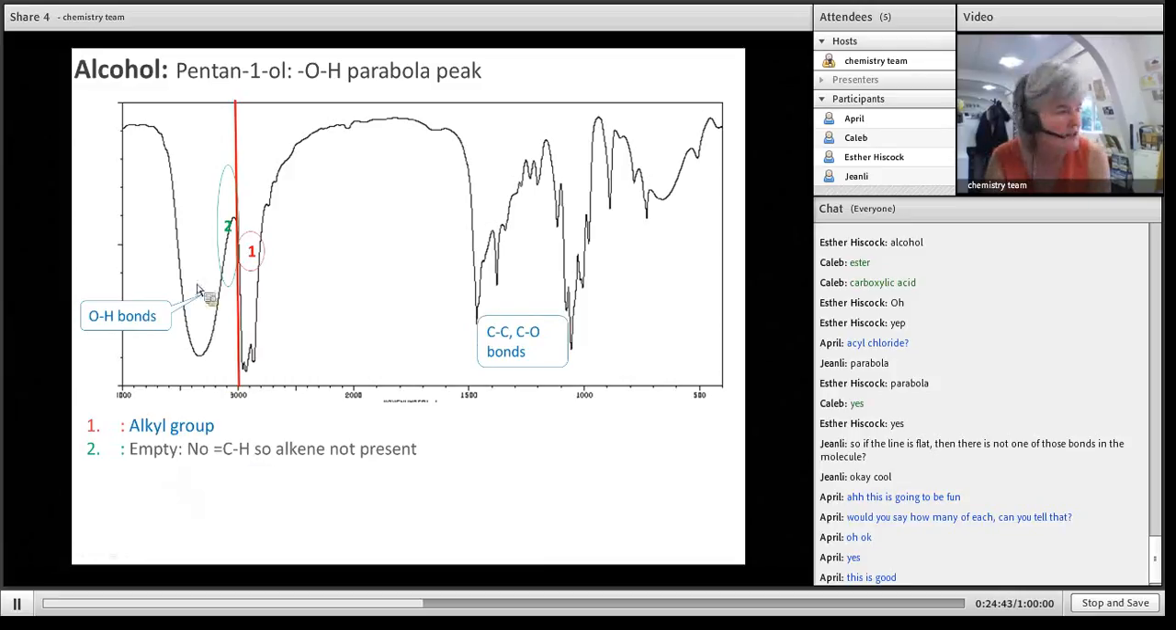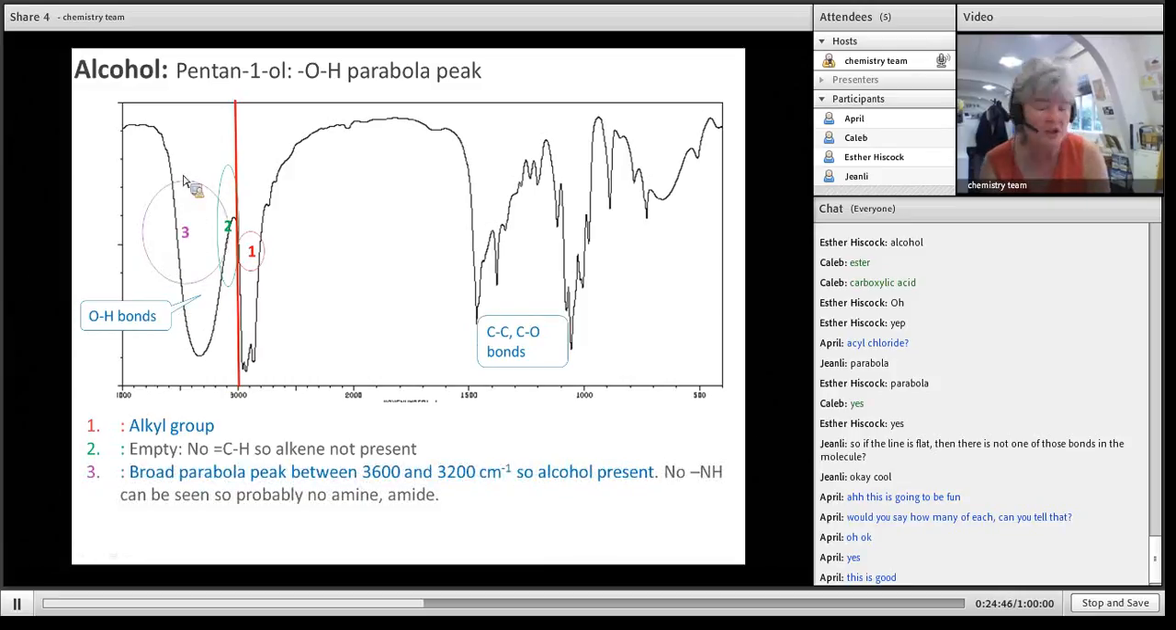Then the next area you look is over here. Now this is where you get your OH or your NH. Now the OH peak is very distinctive. It's this parabola. So if you see a parabola, then you think OH. And it's always centered around about 3,400 or 3,300 centimeters to the minus 1. You'll see that when we do carboxylic acids. Okay, so it's always that broad parabola, and it's because of that hydrogen bonding that it's so broad.